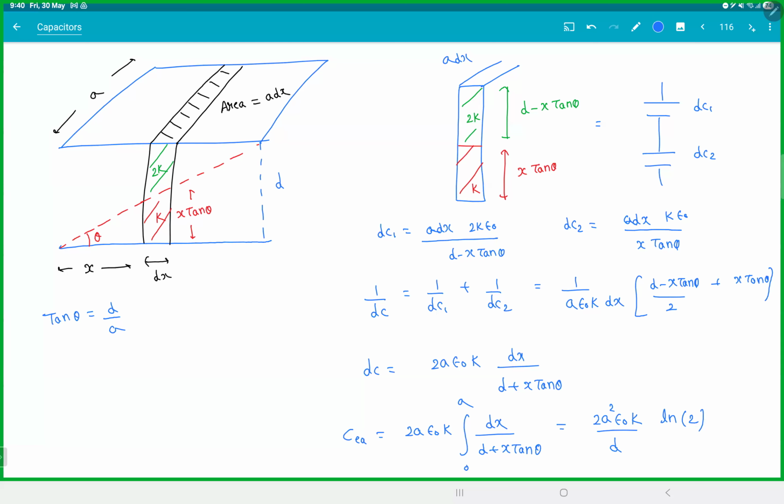1 by d plus x tan theta integration is what? 1 by tan theta ln d plus x tan theta. Limits will go from 0 to a. And put tan theta is equal to d by a. I skipped a lot of steps here. You can integrate and check out your answer. But did you get the process here? I think if you got till here, your job's done.